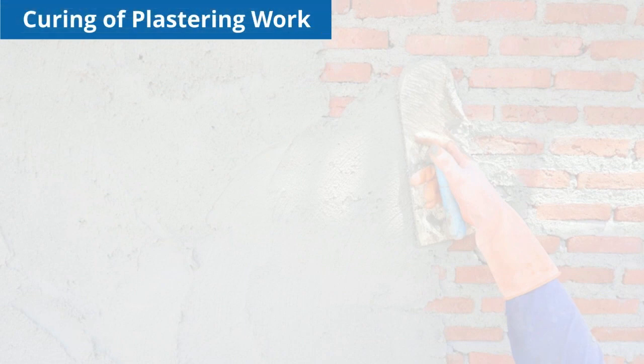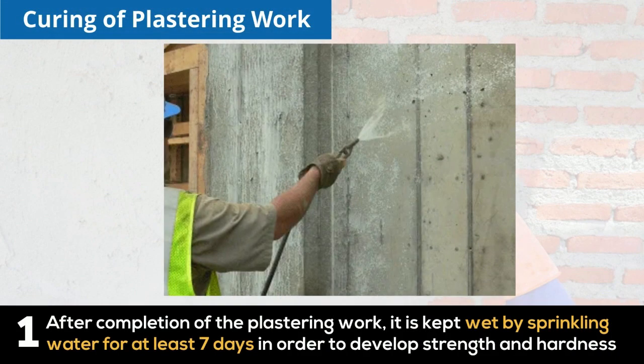Curing of plastering work. After completion of the plastering work, it is kept wet by sprinkling water for at least 7 days, in order to develop strength and hardness.